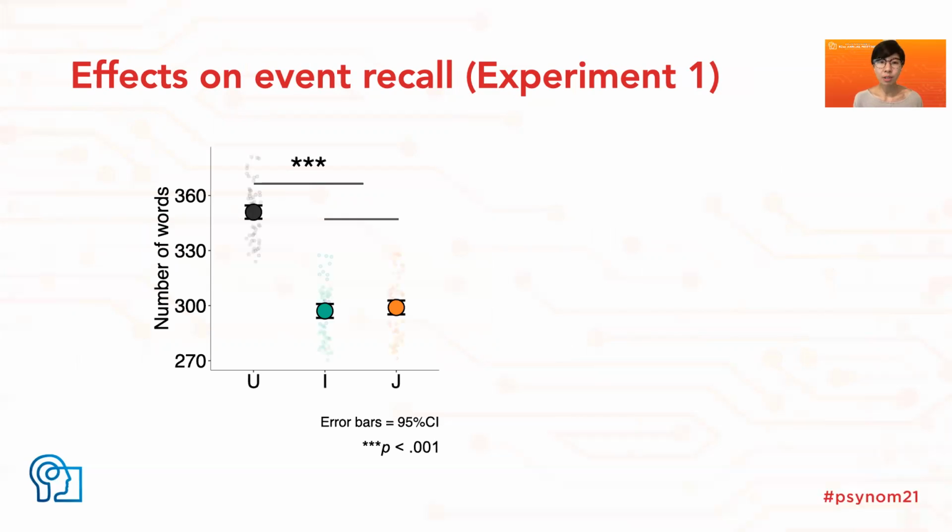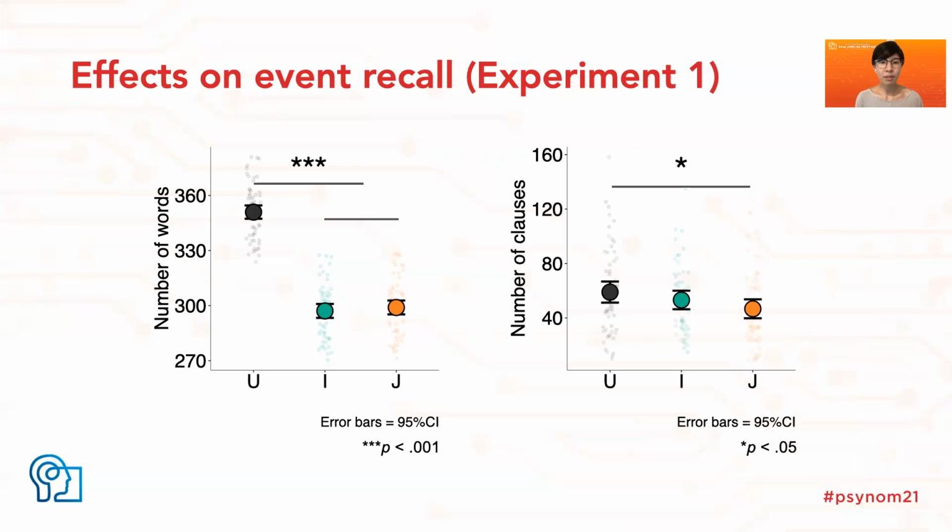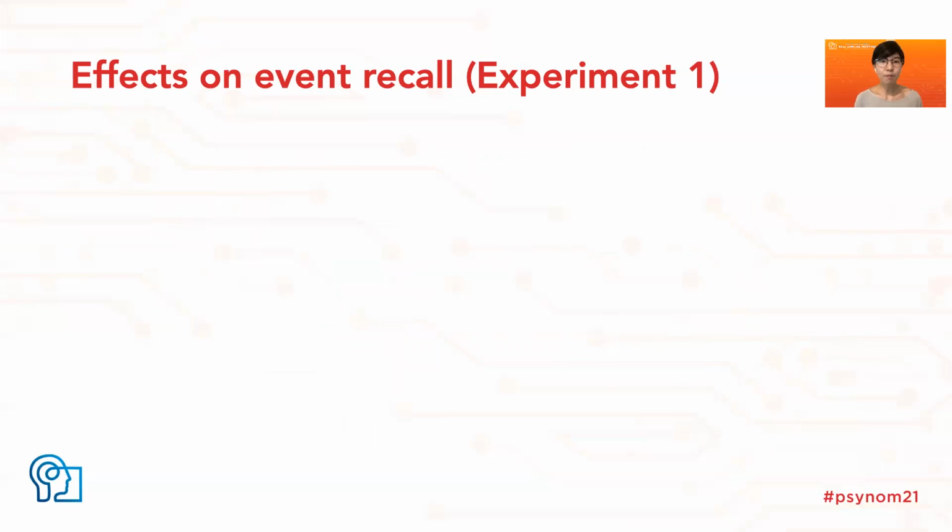Participants in the interrupted and jumbled conditions recalled events using fewer words compared to participants in the uninterrupted condition. And participants in the jumbled condition also recalled events using fewer clauses compared to participants in the uninterrupted condition. Interruptions of movie coherence also seem to influence the overall number of events recalled.